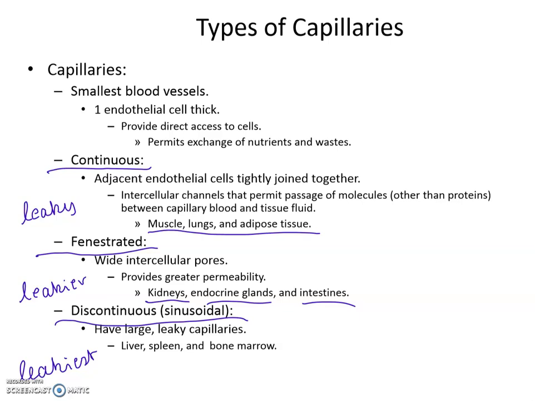Lastly, the discontinuous type of capillaries, they're also called sinusoidal. They have very large gaps between the cells, and they are the leakiest capillaries that you could find. They are present in the liver, spleen, and the bone marrow.